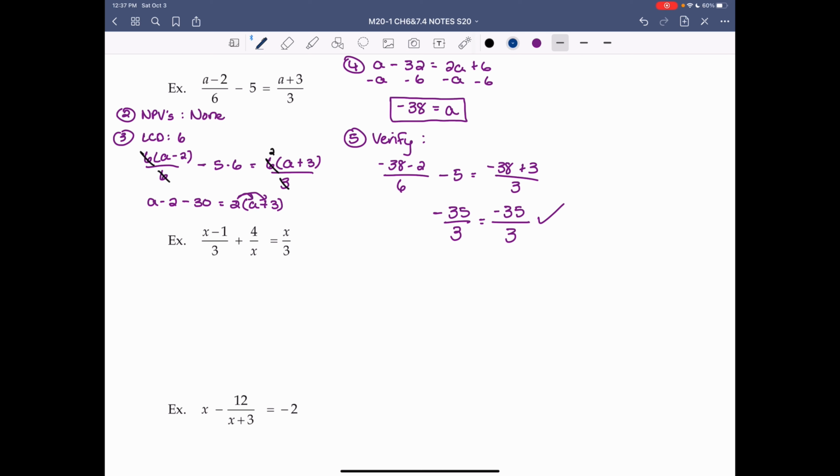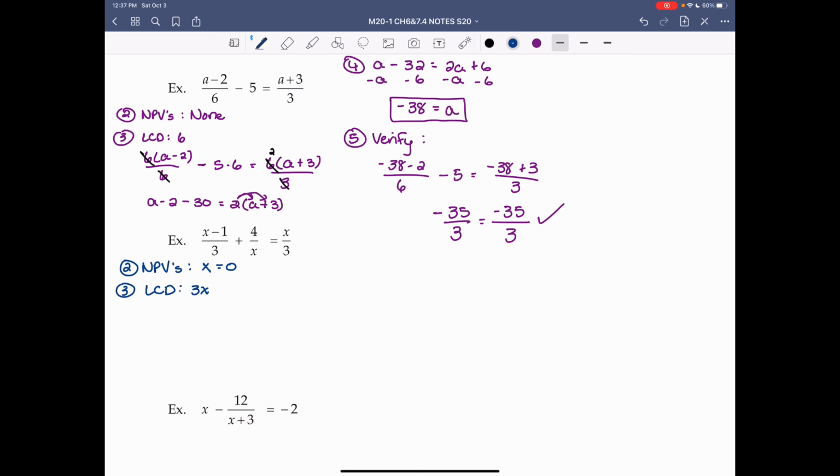(x - 1)/3 + 4/x = x/3. Step 1, we can't factor anything. Step 2, non-permissible values. We have an x as a denominator, so x equals 0 is an NPV. Step 3, multiply by the lowest common denominator, which in this case would be 3x.